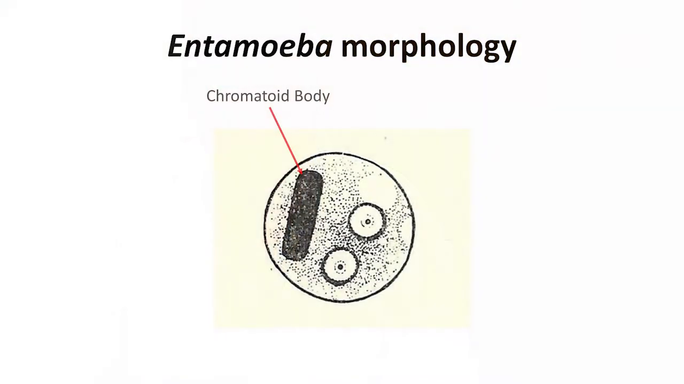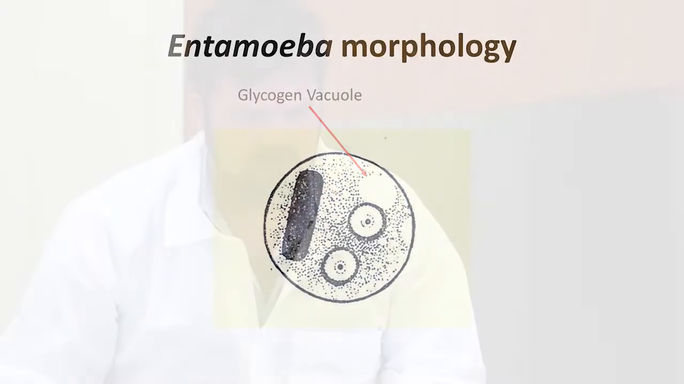This is the chromatoid body. These are only seen in precysts and cysts. So you don't see them in the trophozoite phase. This large, dark body is a glycogen vacuole. If you have a fresh stool specimen that's not preserved, that will stain quite brown in iodine, because glycogen does stain brown in iodine. So you may see a vacuole staining brown in iodine in a fresh stool, but not in the preserved stools, because the vacuole won't take up the iodine in that case.